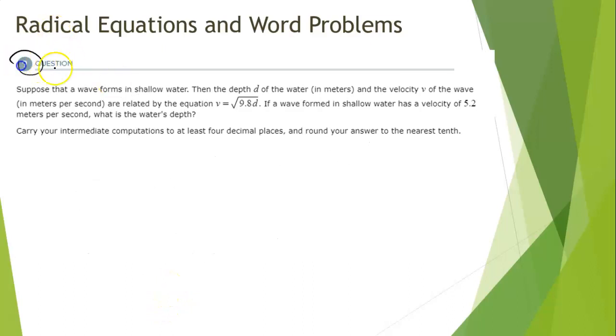You pause the video and try this one on your own. All right, you should have started by writing down your formula. Notice that the 9.8 and the d are inside the square root. They're giving you the velocity, and they're asking you to find the depth. So we should put the velocity right here.